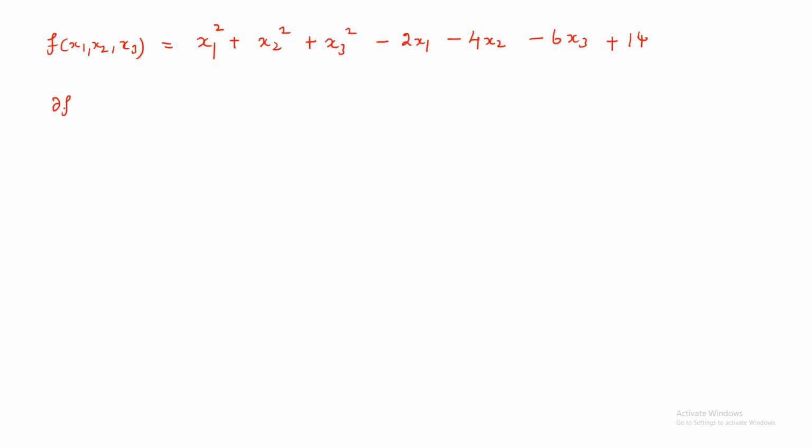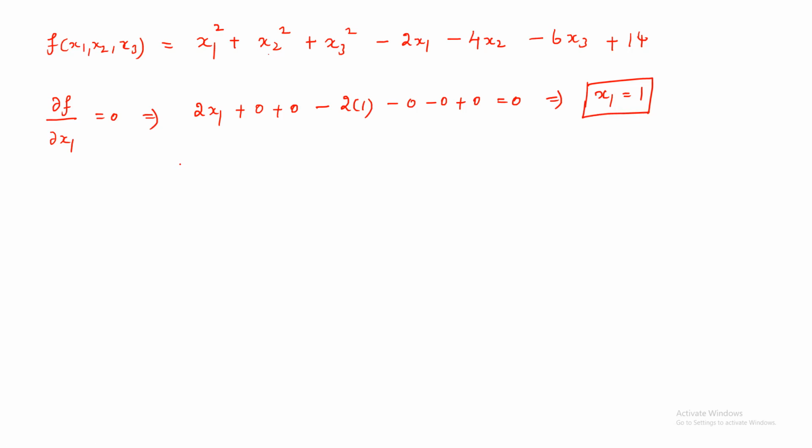First with respect to x1, equating this to 0, differentiating this function with respect to x1, we will get 2x1, this term will go to 0 plus 0 plus 0 minus 2 into 1 minus 0 plus 0, right? So then we will get 2x1 is equal to 2, so x1 will become 1. This is the value of x1 for the minimum of this function, right?